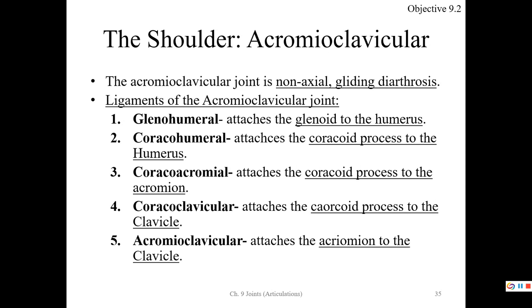Glenohumeral. Okay, so this means the glenoid to the humerus is one of the ligaments. Now, these are easy to remember. They tell you exactly what they attach to. Glenohumeral, glenoid to humerus. Coracohumeral, coracoid to humerus. Coracoacromial, coracoid to acromion. Coracoclavicular, coracoid to clavicle. Acromioclavicular, acromion to clavicle. Pretty easy to remember these, okay?